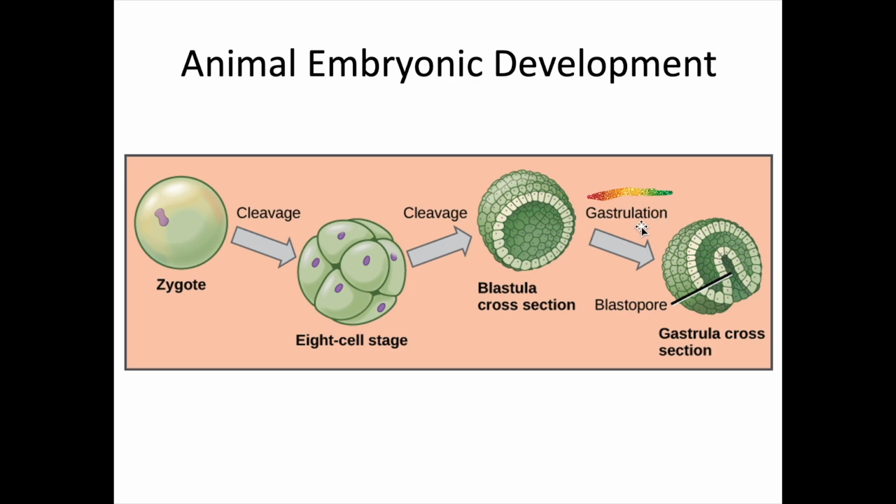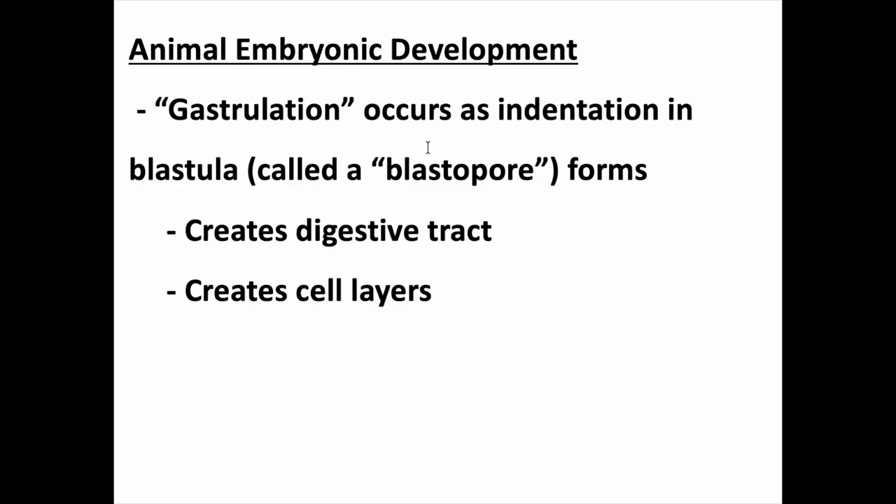This process is called gastrulation. The indentation that is made in the blastula is called a blastopore. I'm being careful with my language here because some of these are easy to mix up with one another. Blastula is the sphere, blastopore is the indentation. The process is called gastrulation. I've got it outlined here. Gastrulation occurs as an indentation in the blastula called a blastopore forms. And this creates our digestive tract, our gastrointestinal tract, which is why it's called gastrulation.